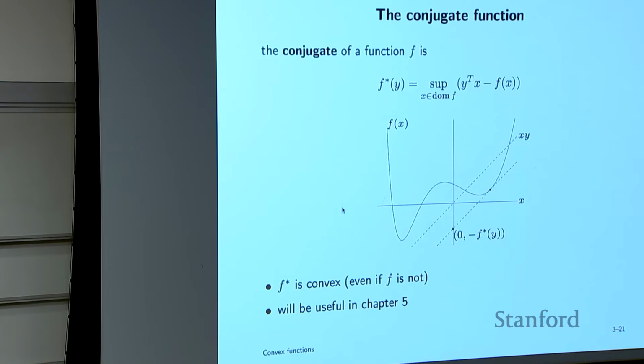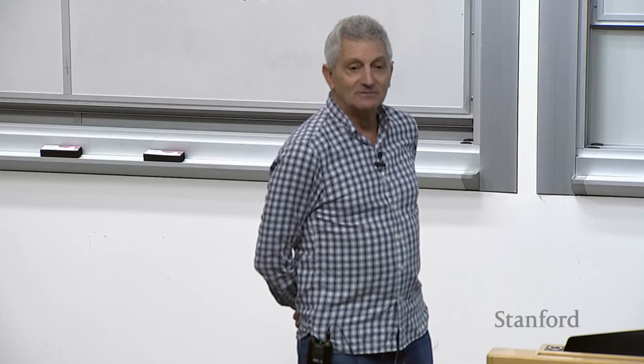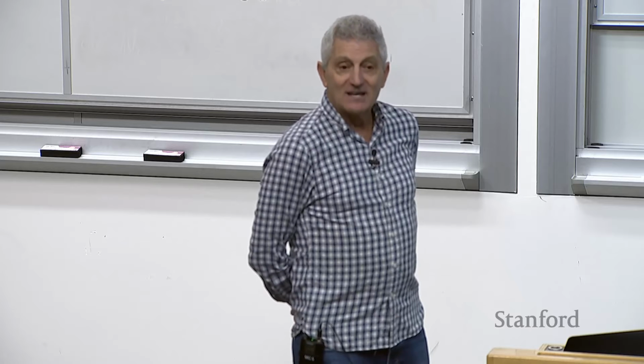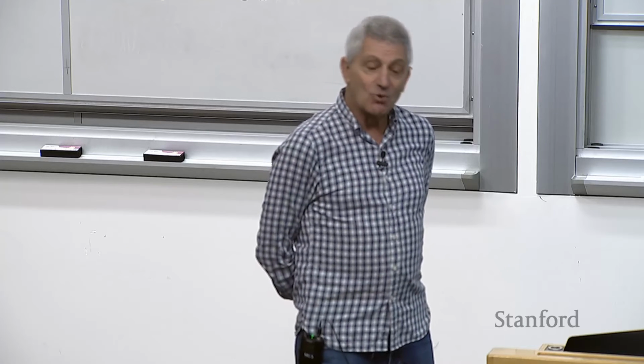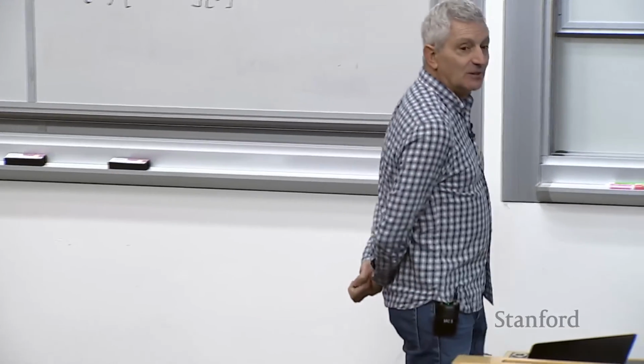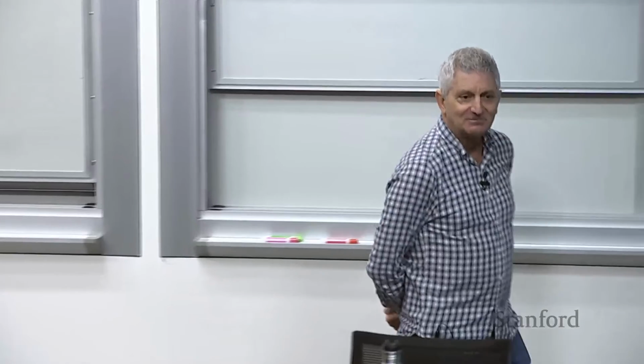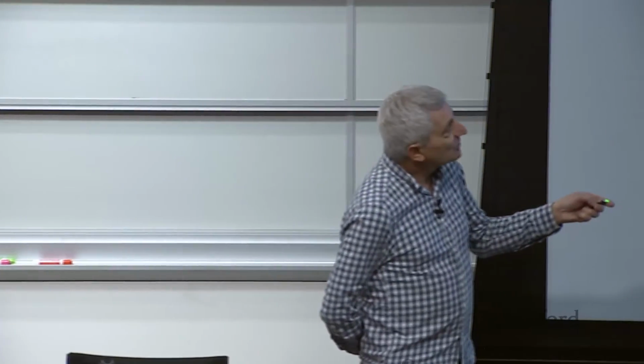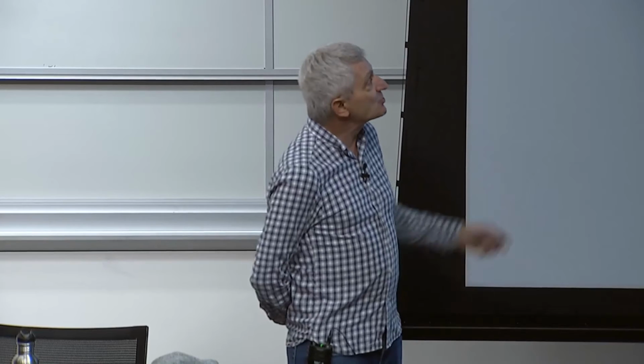y we interpret as the market prices. So y1 through yn are the prices for products 1 through n. y transpose x is your gross revenue for the products you've made. So this is your profit: it's your gross revenue minus the cost to actually produce those things. So the conjugate then is very simple. It is the optimal profit as a function of the prices.